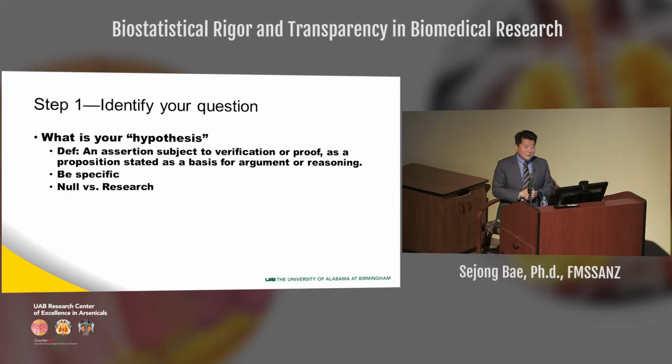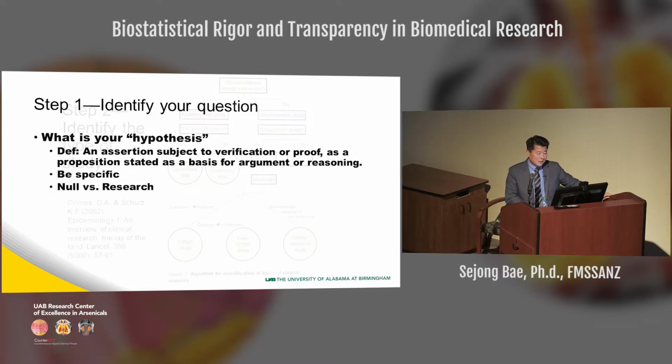So, like in the statistics and rigor and reproducibility criteria, you need to identify your study questions, and it usually comes in a hypothesis, which is defined as an assertion, the subject to verification or proof, as a proposition stated as a basis for argument or reasoning. In most of the cases, we get to have a null and alternative or researcher's hypothesis, and we want to prove or reject the null hypothesis.